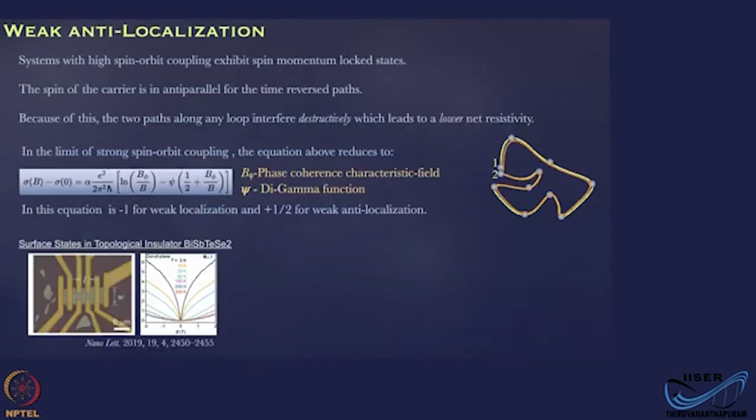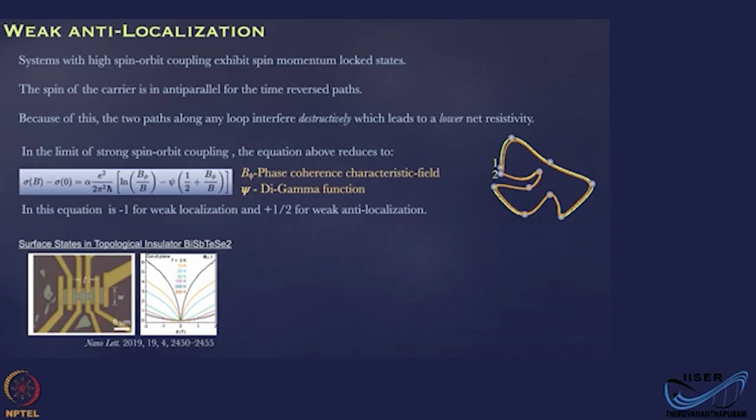Now, there is a twin effect to this that is called weak anti-localization. We have not considered the effect of spin when we discussed weak localization, or we have not really considered that there is a spin flip. The scattering events are actually not spin flip scattering. The spin is preserved over both trajectories, they are the same.